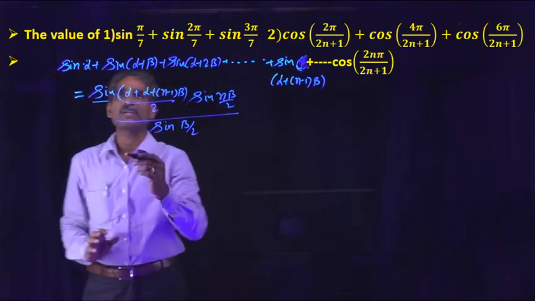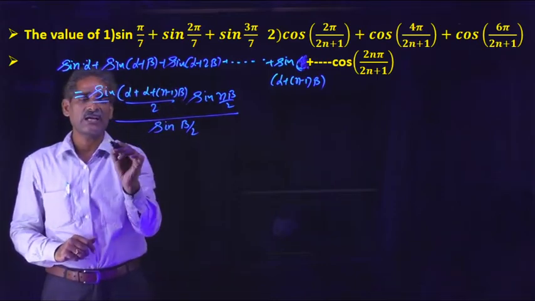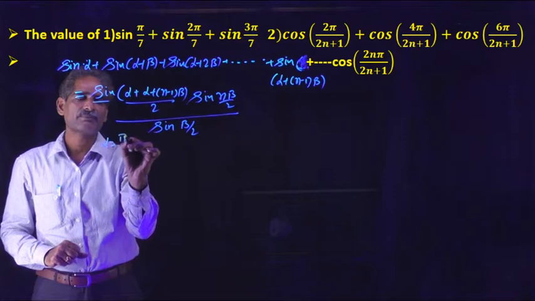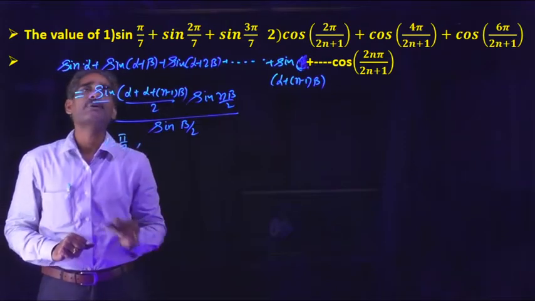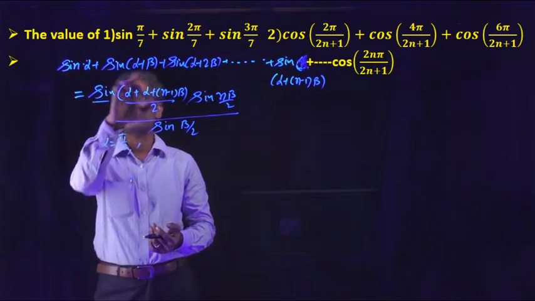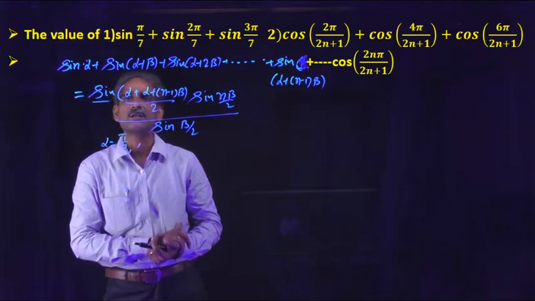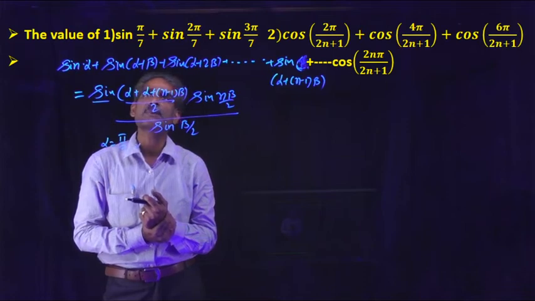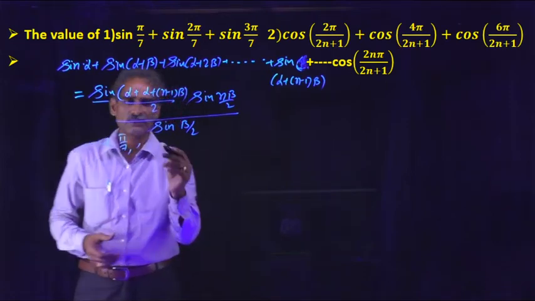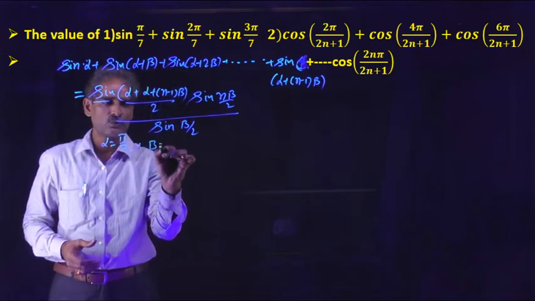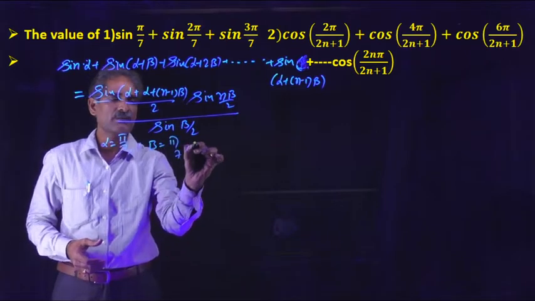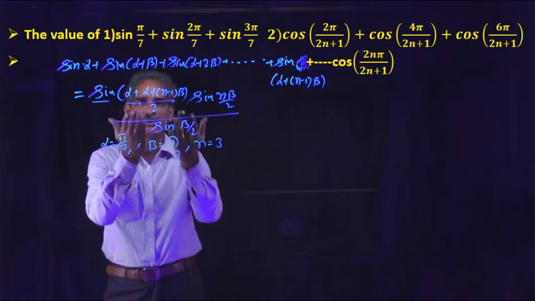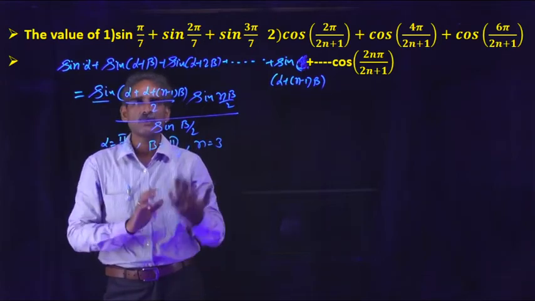Now here observe that the first angle alpha is pi by 7 and beta is the common difference. The common difference of these angles is 2 pi by 7 minus pi by 7, that is also pi by 7. So here beta is equal to pi by 7, and the number of terms n is equal to 3. Just simply substitute these values in the above formula, you will get the answer.